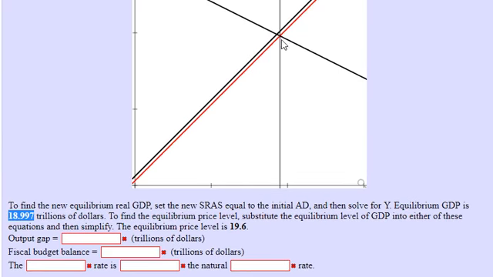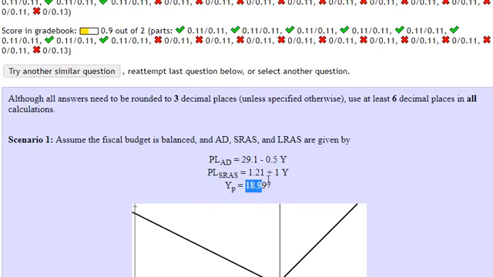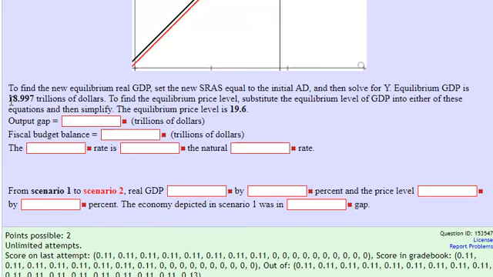GDP now is equal to potential, right? Because the new short run aggregate supply curve and aggregate demand cross at long run aggregate supply. So the output gap, potential GDP, is equal to real GDP. So the output gap is 0. Right? The fiscal budget is still balanced, right? Because the government did nothing. It didn't raise taxes, it didn't cut taxes, and it didn't increase government spending. So the fiscal budget is still balanced.